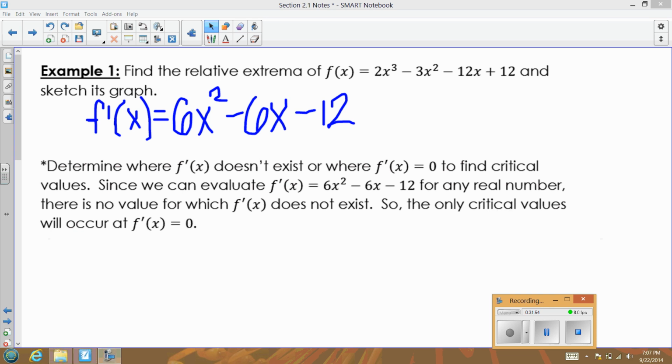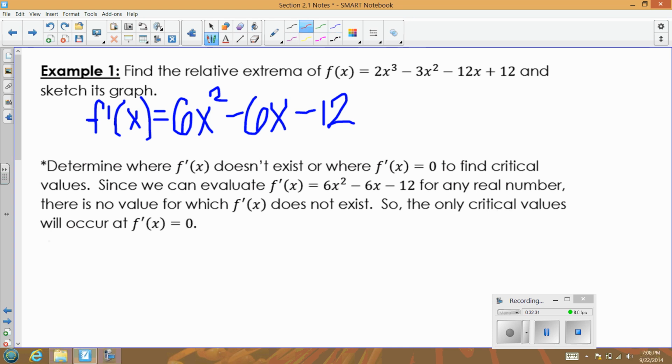So we have to ask ourselves, where does the derivative not exist? Or are there certain values where it equals 0? The first thing is to look at what kind of function the derivative is. The derivative is a quadratic, meaning it's continuous and you can evaluate it for any real number. So there are not going to be any spots where this derivative won't exist. That first part we can just forget about. The next part, though, is where is the derivative equal to 0?